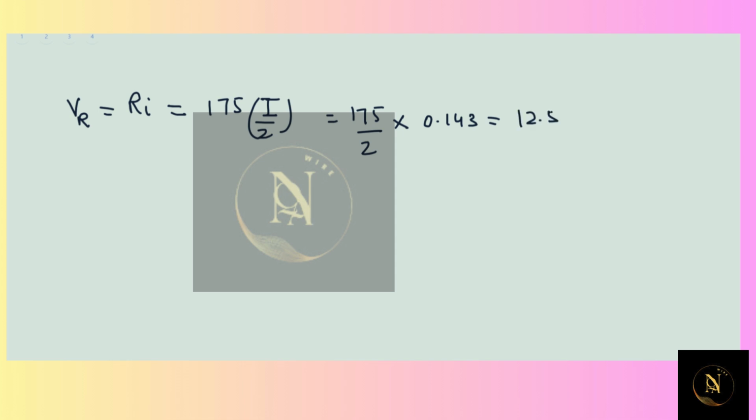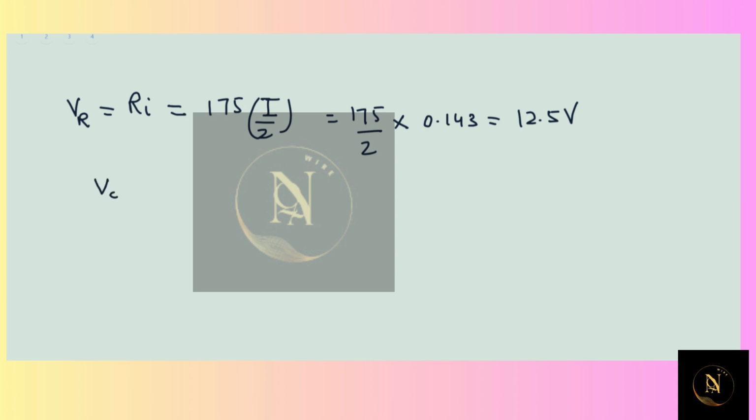Now we need to find the voltage across resistance R, which is vR. This is Ri, which is equal to 175, and i is I over 2, where I is the current amplitude. So we have 175 over 2, and the current amplitude is 0.143. So this comes out to be 12.5 volt.